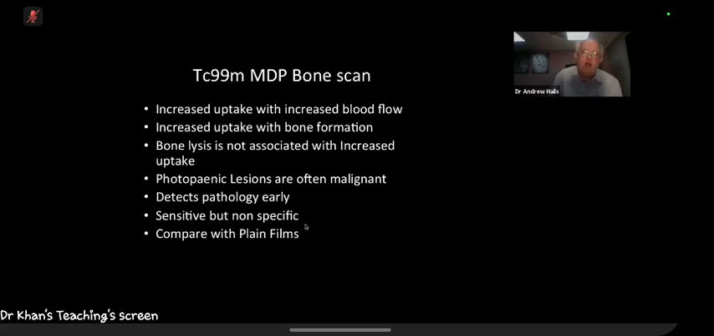And as with most nuclear medicine, you need to compare it with other kinds of imaging, plain films, or if you've got them, CT scans, MRI scans. So it identifies a problem, but you then need to look at the rest of the imaging quite often to help you work out what that problem actually is.